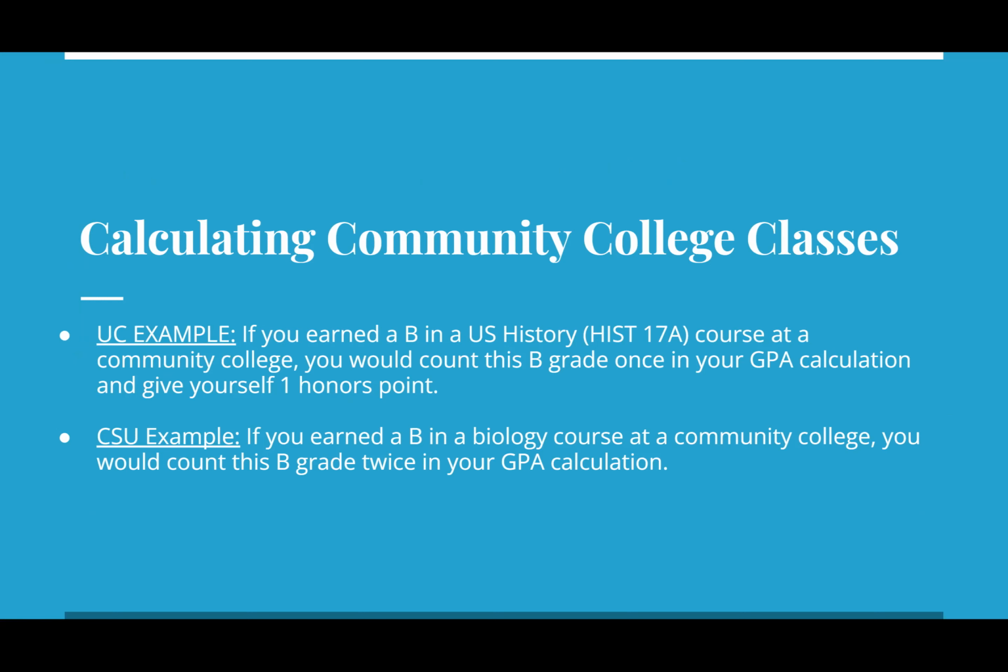So for example, in a UC, if you earned a B in, let's say, a history class, you would count this B once in your GPA and give yourself 1 honors point. For CSU, let's say you earned a B in a biology course at a community college, you would count this B grade twice in your GPA calculation.